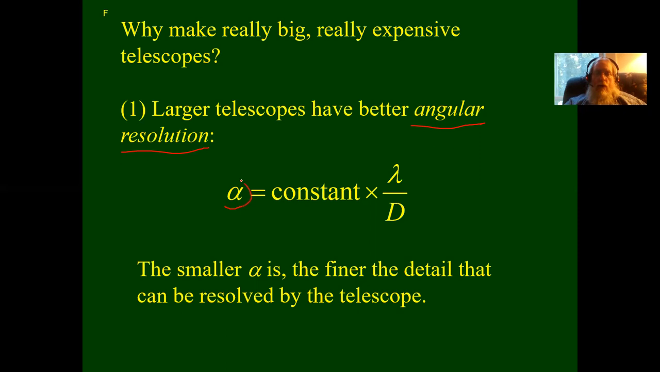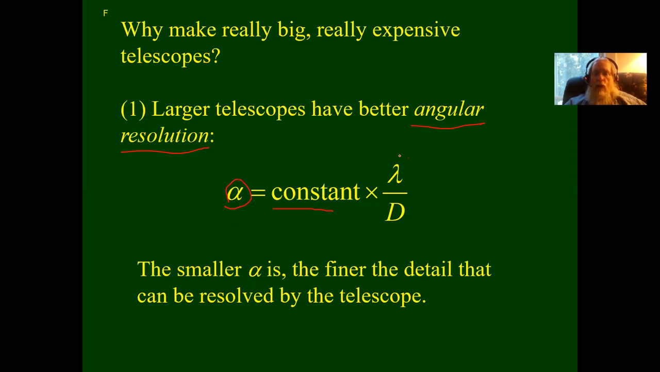So this parameter right here is the Greek letter alpha, and it represents the smallest angle that can be resolved by the telescope. The smaller that is, the finer the detail we can see, so we want that to be small. Okay, don't worry about the value of the constant. That depends on the geometry of the telescope in a way we don't need to worry about.